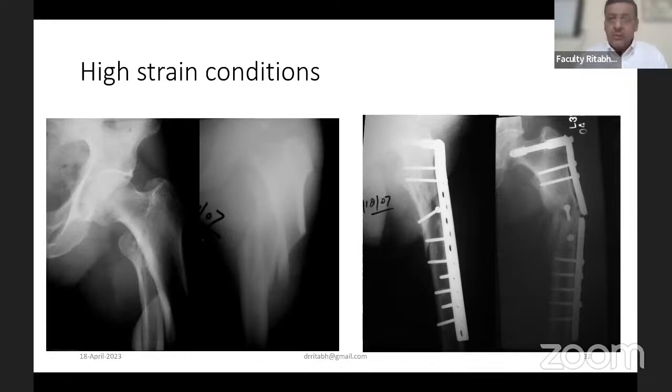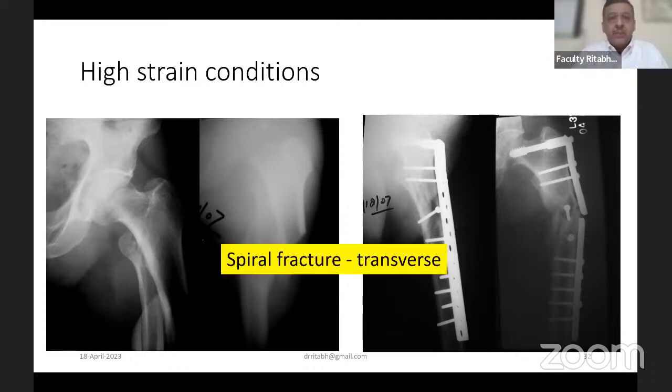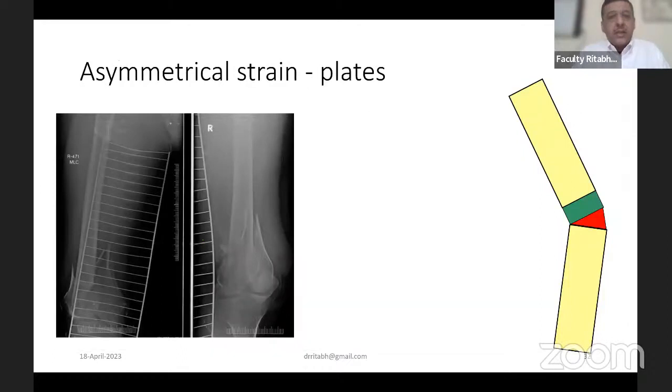So all multifragmentary fractures, when fixed and when they eventually go into non-union, are left with a single fracture line. When there are multiple fracture lines, the strain is distributed over multiple areas. But as the fracture fragments start uniting, the strain concentration starts getting higher and higher. So a simple spiral fracture became a transverse non-union.